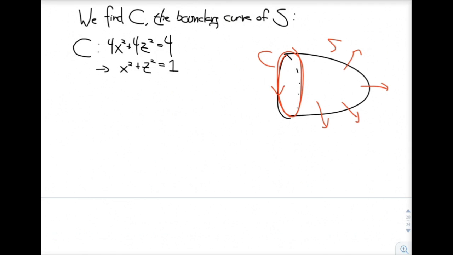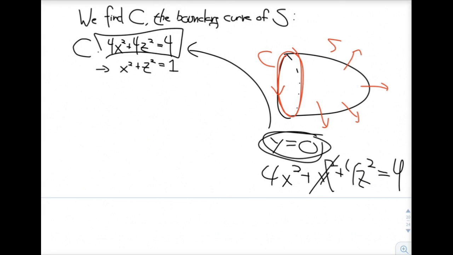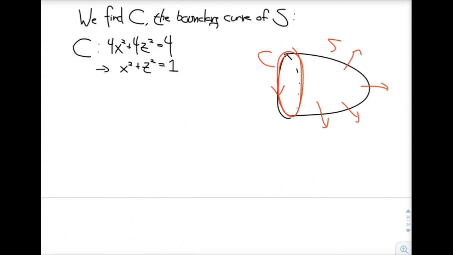To do this, we begin by observing that C lies in the xz plane. So in other words, it lies where y is equal to 0. So we can obtain an equation for C by starting with the equation for the entire ellipsoid, which was 4x squared plus y squared plus 4z squared equals 4, and then taking y equals 0. That kills this term right here, which gets us this expression. So this is the equation for C in the xz plane. Of course, we can divide by 4 to get x squared plus z squared equals 1.